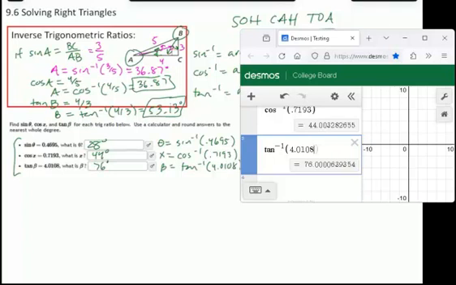So that's how you find unknown angles. You use the inverse trig ratios to find angles. You use the trig ratios to find missing side lengths. Okay, and so that's the new thing that we're adding here today, is how can you find an unknown angle.